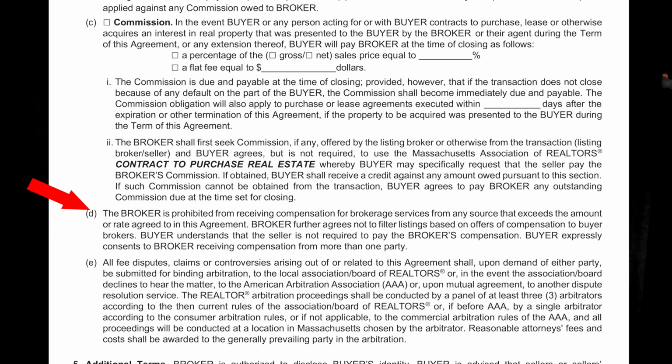So the broker is prohibited from receiving compensation for brokerage services from any source that exceeds the amount or rate agreed to in this agreement. Broker further agrees not to filter listings based on offers of compensation to buyer brokers. Buyer understands that the seller is not required to pay the broker's compensation. Buyers expressly consent to broker receiving compensation from more than one party. So a couple of things here. Number one, it's stating that you're not going to make more than what you've specified on this agreement. Great. But number two, it gets into steering, right?